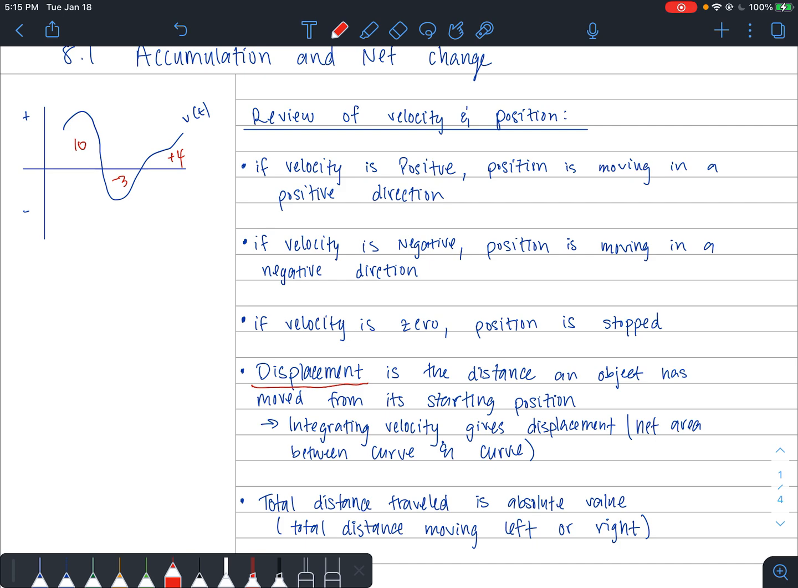Okay, how you can find displacement is by integrating velocity. That's how you can find it. That gives you the displacement, because whenever you integrate a function, it will account for both positive and negative. Okay.